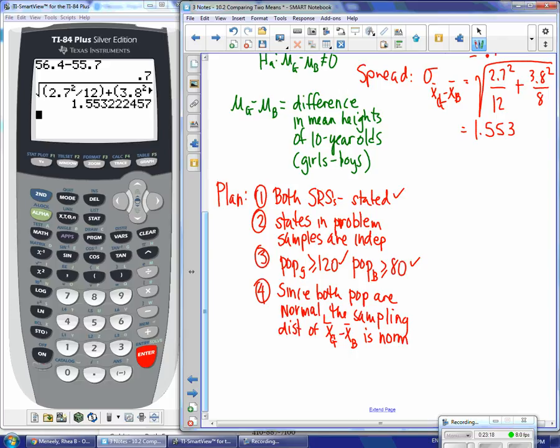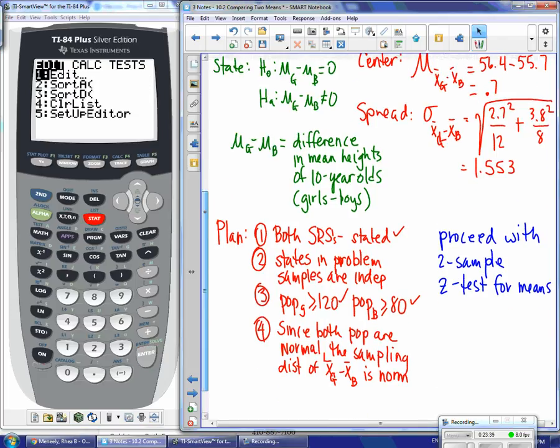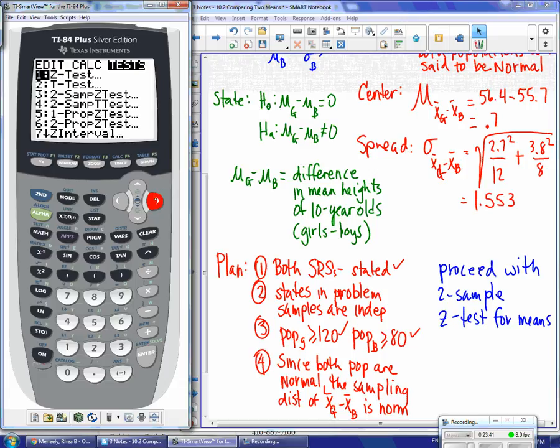Okay, and so here I will say that I am going to proceed with a 2-sample situation. We already said that because we know the population standard deviations, I can use a z-test for means. So let's do this first on the calculator. I'm going to go into my menu, choosing tests, and this time I'm going to choose option 4, option 3, 2-sample z-test.